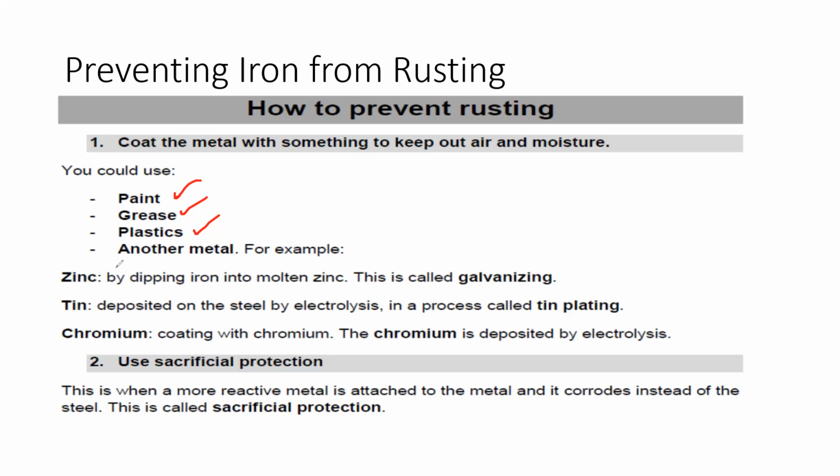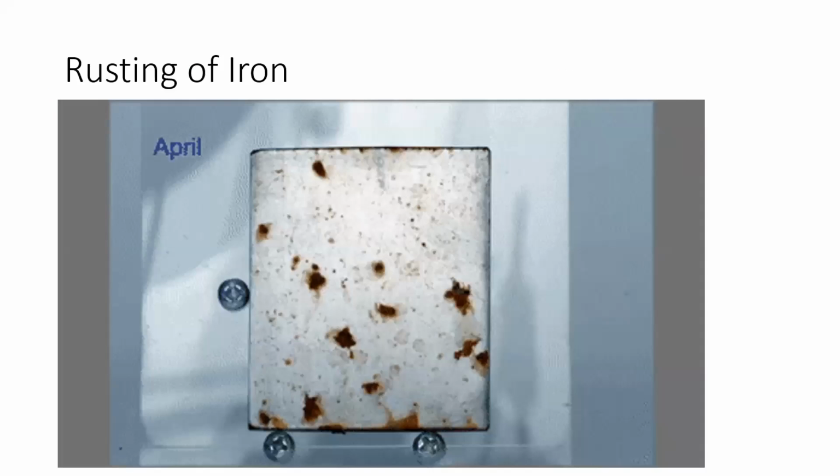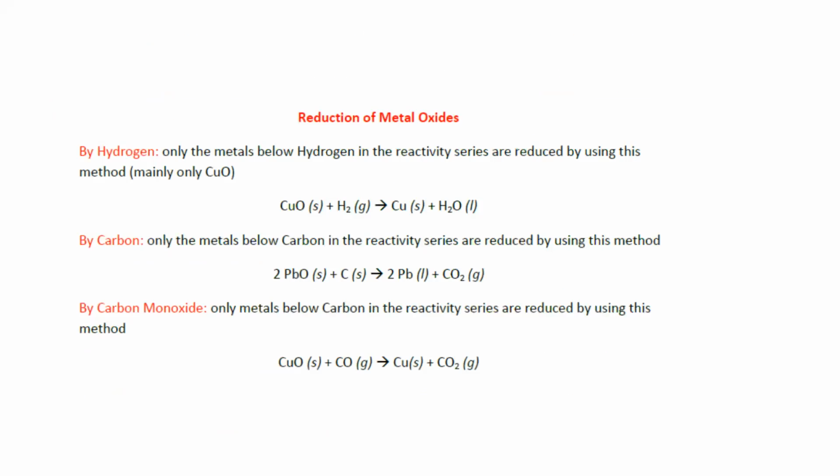Zinc is more reactive, so it will protect the iron from rusting. Or we can also electroplate with a less reactive metal. But in electroplating, once the layer is removed, the iron will start to rust. So these are some techniques which can be used to prevent iron from rusting.